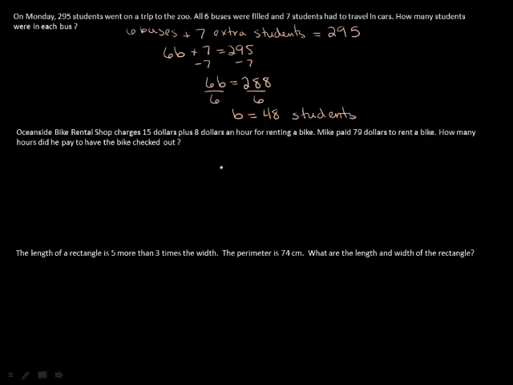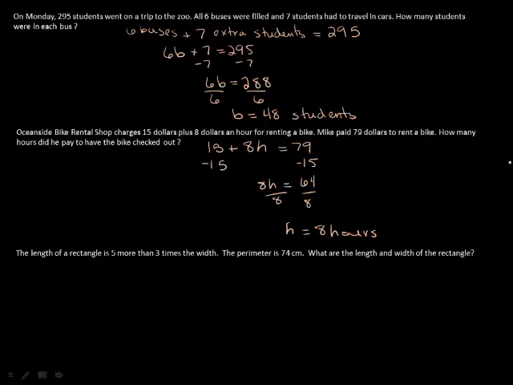We have Oceanside Bike Rental. Sharp charges $15 plus $8 an hour for renting a bike. Mike paid $79. How many hours? Well, we have $15 plus $8 an hour, and he paid $79. We subtract 15 from both sides. That's the flat fee. So 79 minus 15 is 64. Dividing by 8, you'll get that it was 8 hours that he rented the bike for.